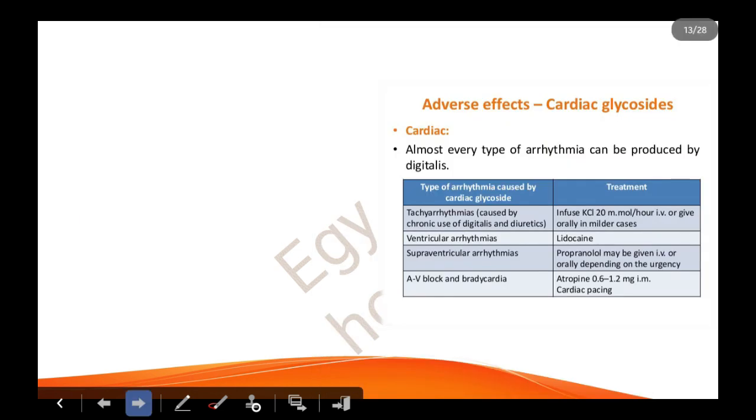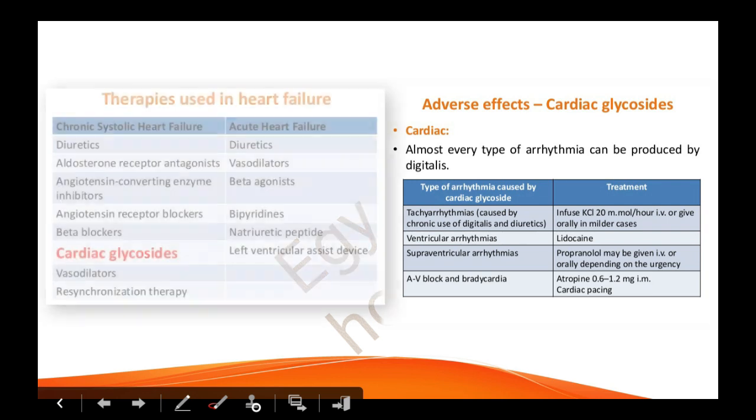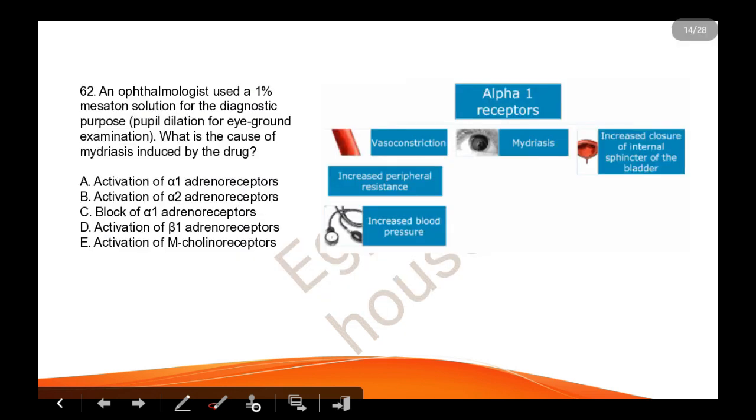In the next slide, you can see the therapies used in heart failure and the different drugs that we can use, and also the adverse effects of cardiac glycosides.